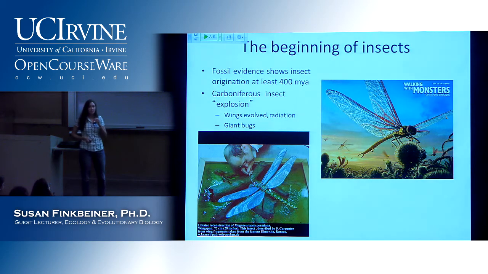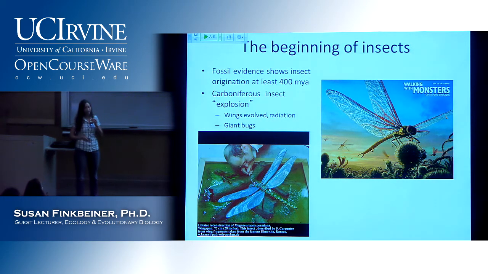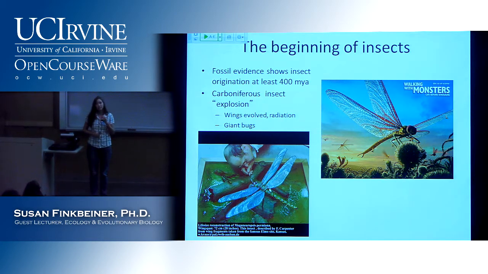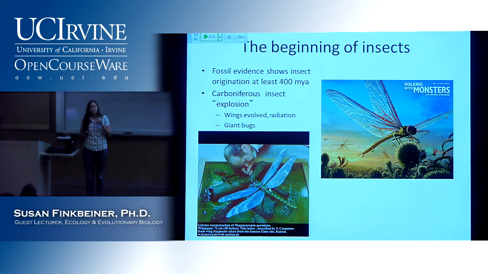So I'm going to start off with the history of insects, kind of like the beginning of insects. Insects have been around for about 400 million years. That's a really long time. To put that into perspective, humans have been around for about 200,000 years, more or less. So insects have been around about 2,000 times longer than humans. They were actually some of the first terrestrial animals ever, and on top of that, they were the first animals ever to evolve flight.